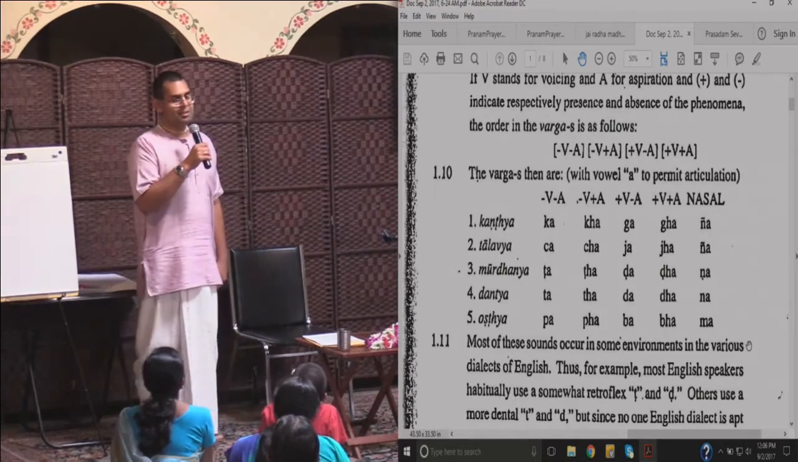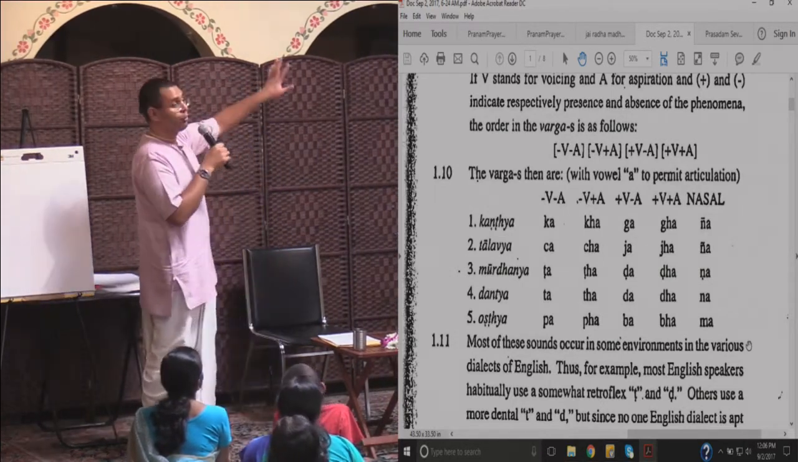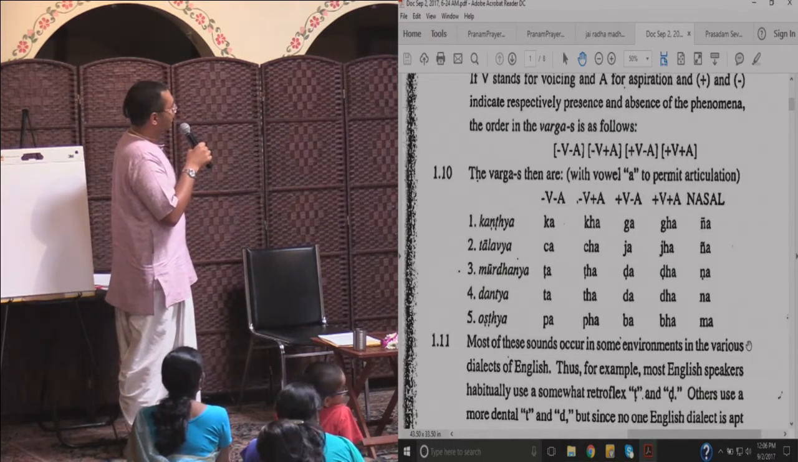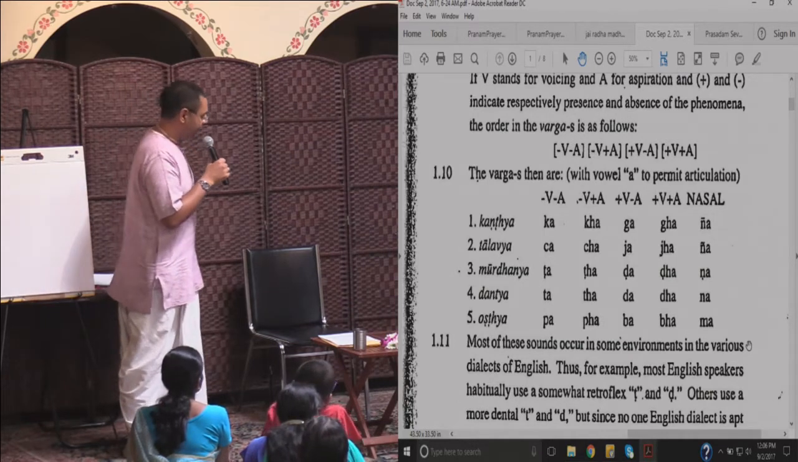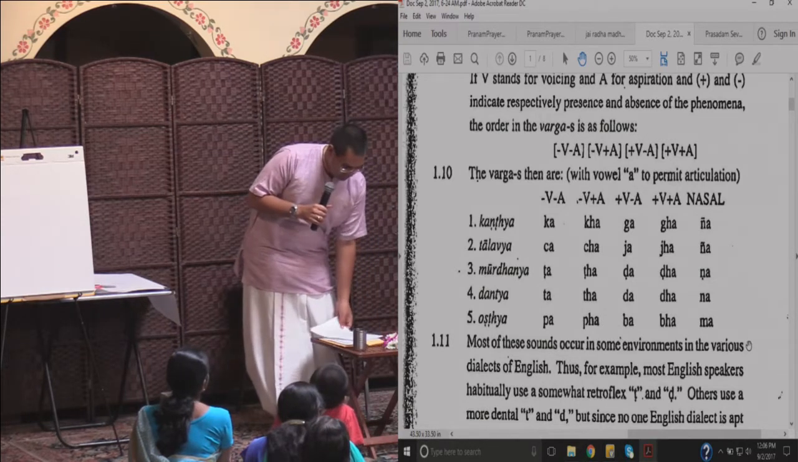ma. Okay. This is not the complete alphabet. There's still some letters missing. Ya, ra, la, va, sha, sha, sa, ha. But this is the grid. That's the most impressive part of that alphabet. Okay, so that's the alphabet.